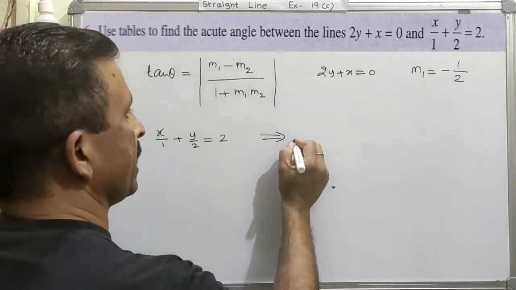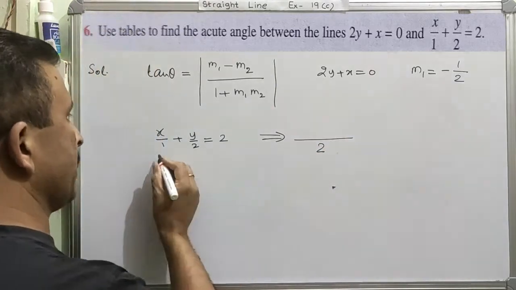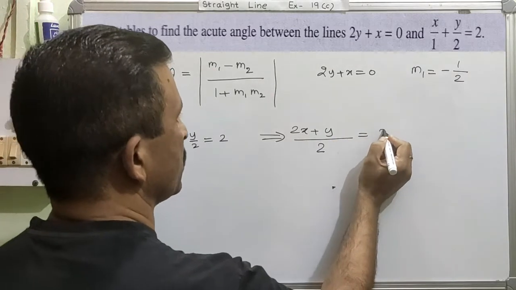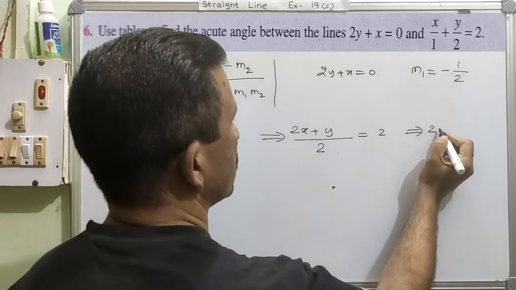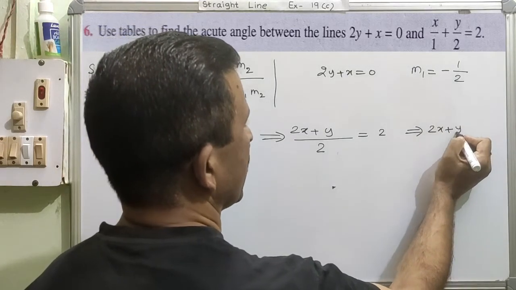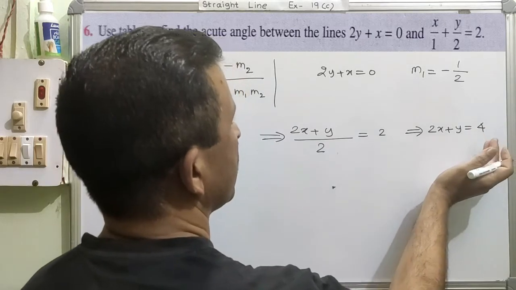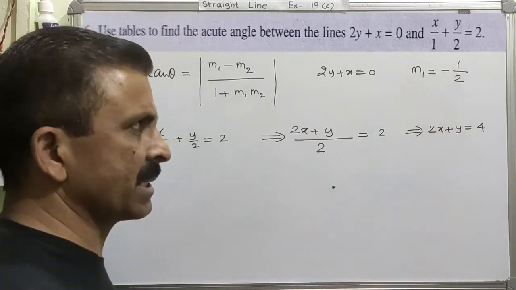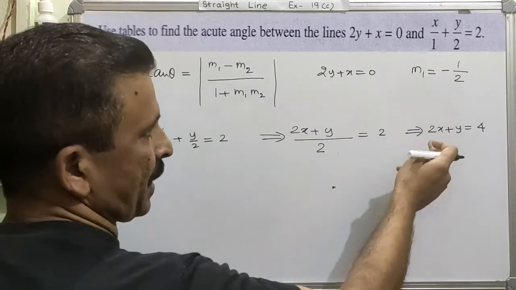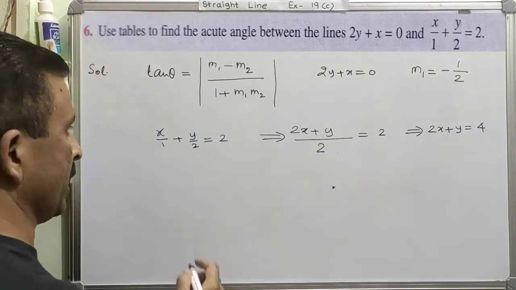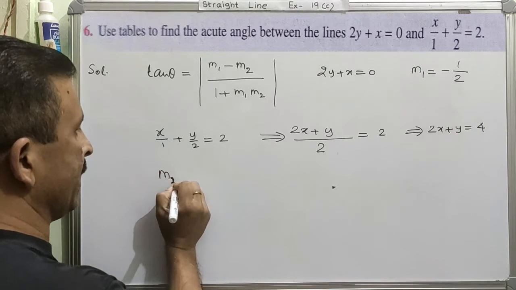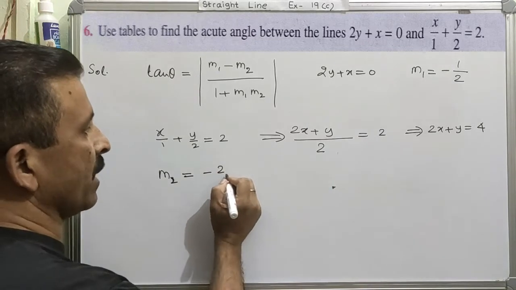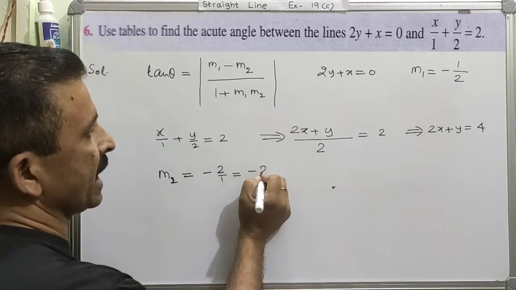The LCM of these two will be 2. Now 2 divided by 1 will be 2, and then 2 into x, 2x plus y is equal to 2. And this implies your equation becomes 2x plus y is equal to 4. Am I clear? In the general form, we used to write all the terms on one side. But here that is not necessary because we are just interested in the slope part, and for the slope we need the coefficients of x and y. Therefore, the slope of this other line, m2, is equal to minus the coefficient of x, that is 2, over the coefficient of y, that is 1. So when you write 1 in the denominator, it remains just minus 2.